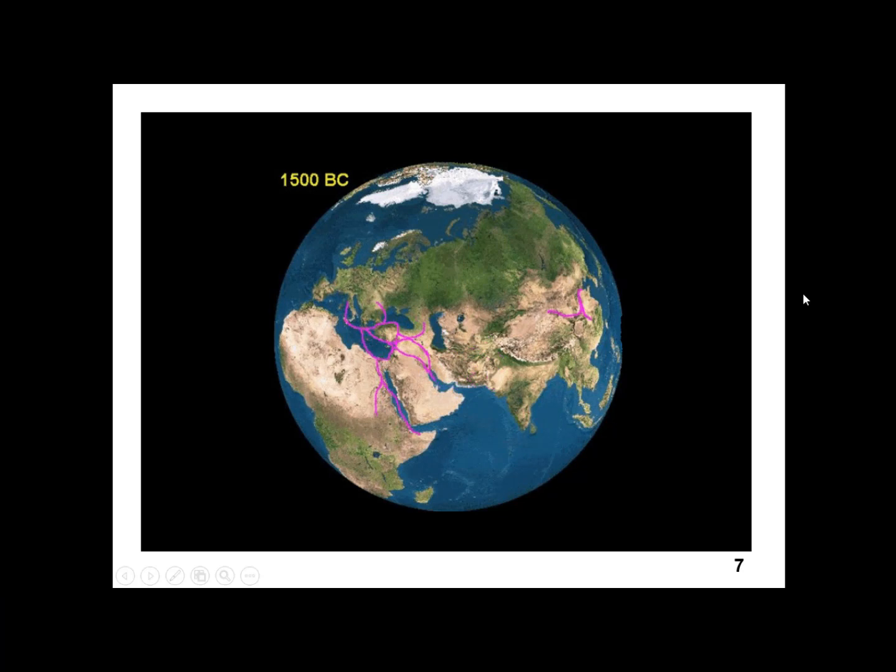However, there's a catch. People have been trading globally for thousands of years. So let's take a look. Okay, so this animation is showing you guys the expansion of global trade from 3500 BCE to 1500 CE. So we're looking at a span of about 5,000 years.